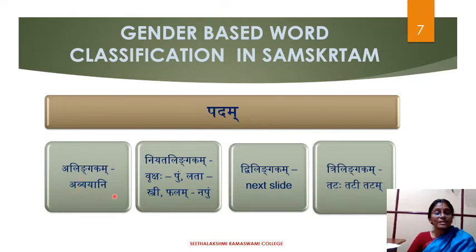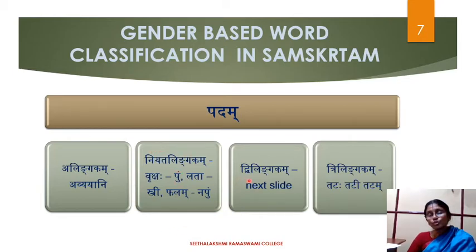An example for that is Avyaya. All the Avyayas are indeclinables. They do not have any marking of gender. So Sadrisham Trishu Lingeshu, that which remains to be the same in all the three genders, is said to be an Avyaya. So here Avyayas are examples for Alingaka Shabdas. Then for Niyatalingaka Shabdas, which are words that have fixed genders, we have Vrikshaha, tree, Pullinga, Lata, creeper, Strilinga, and Phalam, fruit, Napumsakalinga. So for these words which come under Niyatalinga, the gender is fixed.